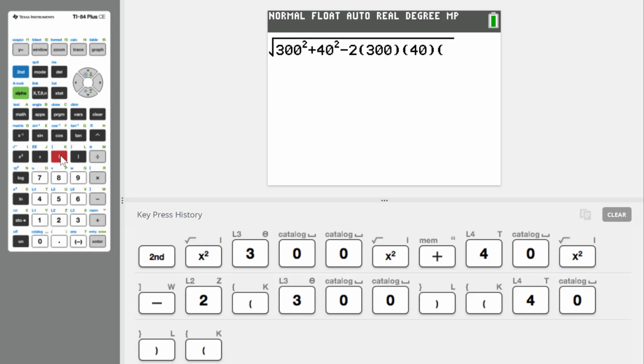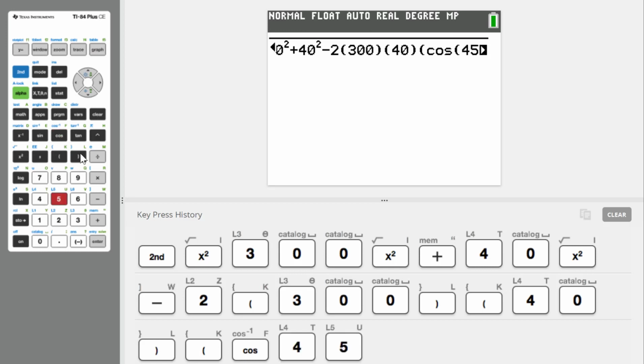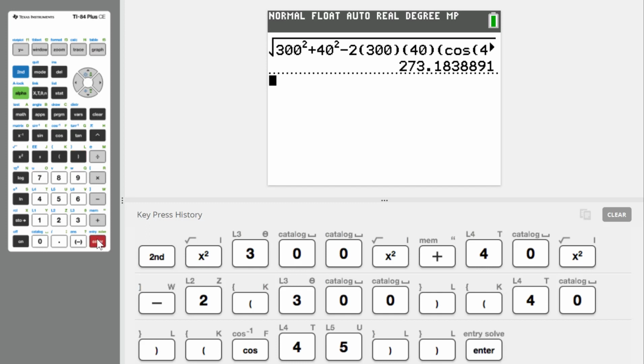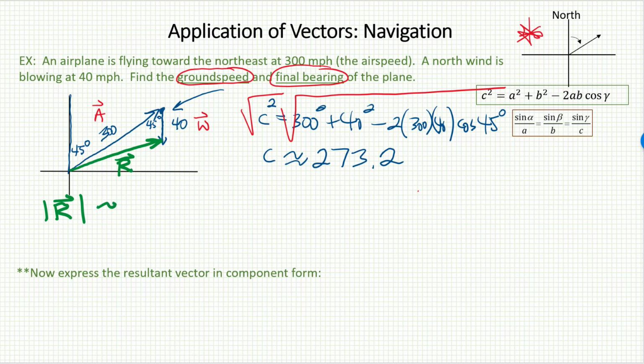So I have the square root of 300 squared plus 40 squared minus 2 times 300 times 40 times cosine of that angle in between, which was 45 degrees. Close off all my parentheses, and that comes out to be 273.2. Well, that's the answer to the first question. The ground speed of the plane, because of that wind, turns out to be 273.2 miles per hour.